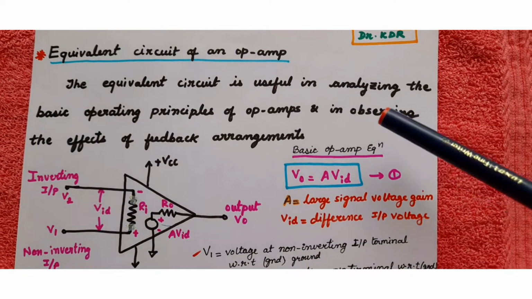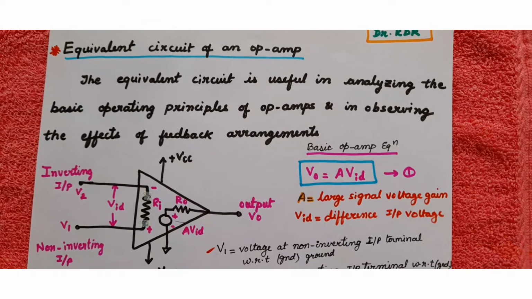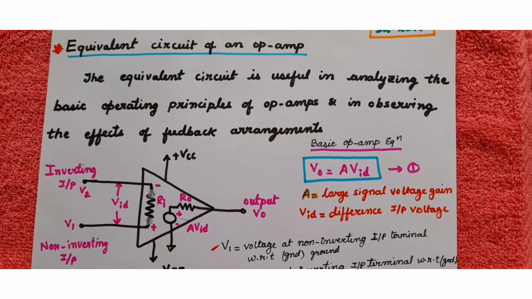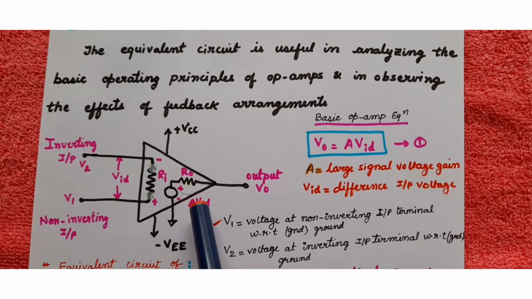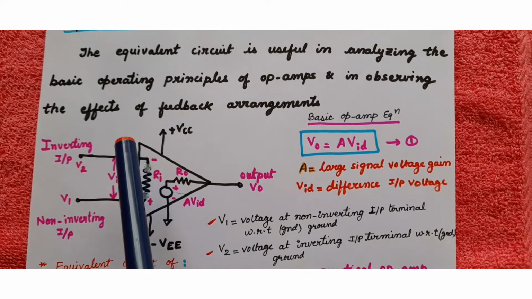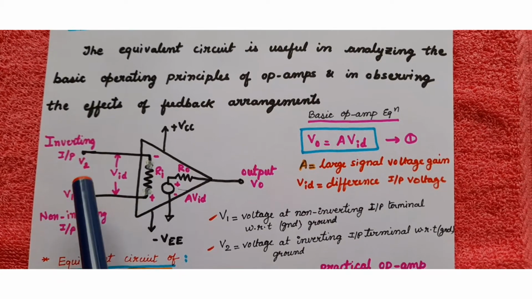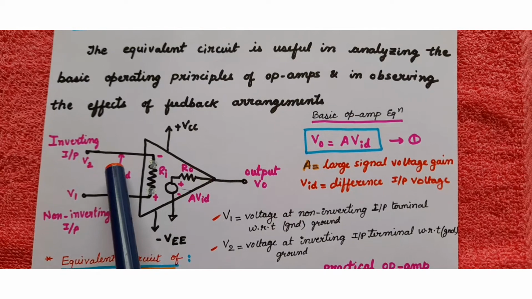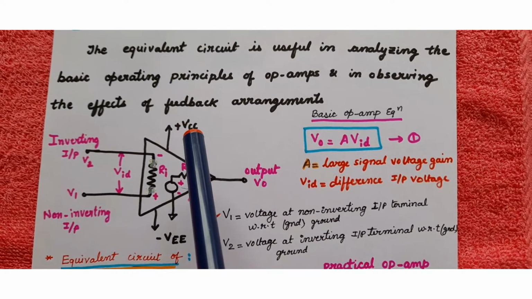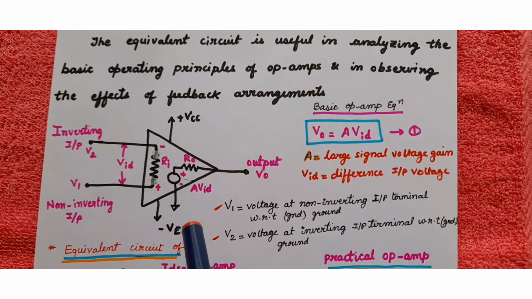The equivalent circuit is useful in analyzing the basic operating principles of an op-amp and in observing the effects of feedback arrangements. So, here is how to draw the equivalent circuit. As we know, an op-amp has two input terminals: V1 is the voltage at the non-inverting input, V2 is the voltage at the inverting input, and there is a single output. To bias the op-amp, we connect two DC supplies, plus VCC and minus VEE.